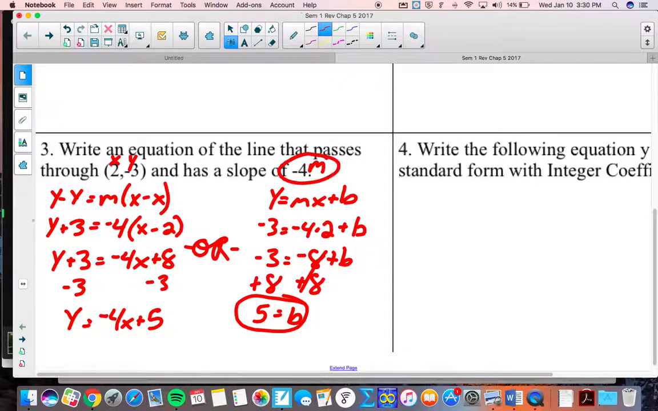I know that the slope is -4 and I know the y-intercept is 5. So substitute in -4 for m in slope-intercept form. Plug in 5 for b. Notice our answers match. Bada bing, bada boom.